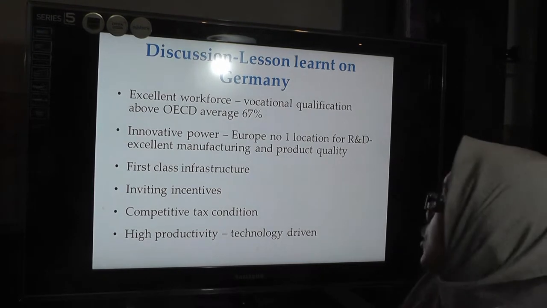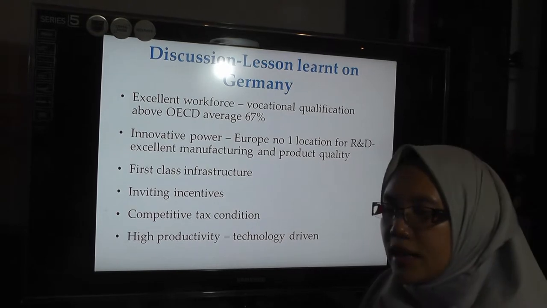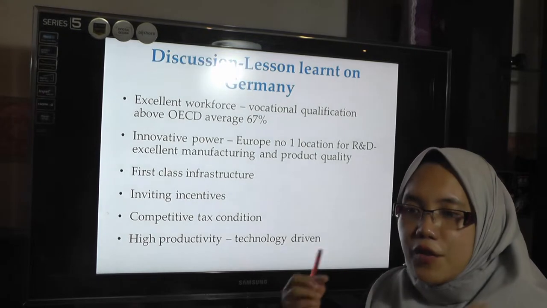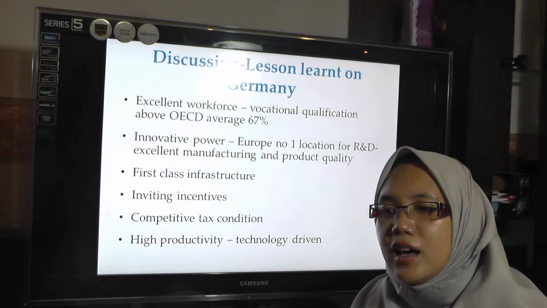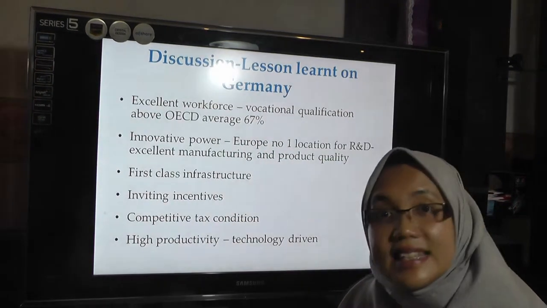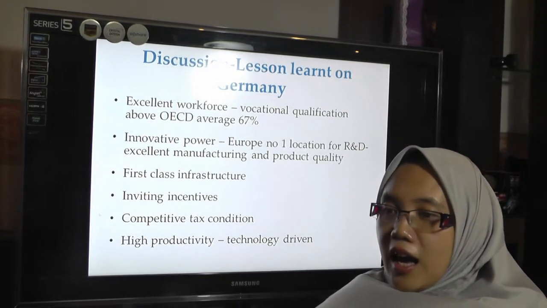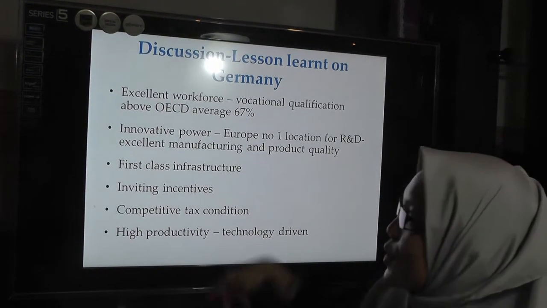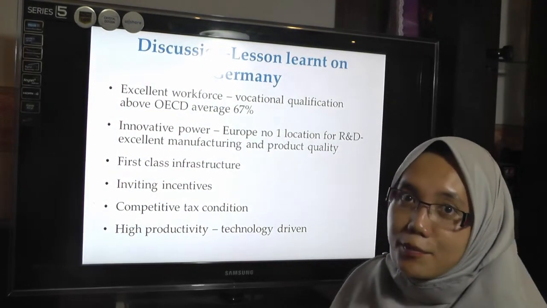Number two is innovative power. Europe is the number one location for R&D, excellent manufacturing and product quality. Always remember that made in Germany products come out very attentive to details and very productive. Even the products that we bought for our kitchen equipment, for example the Bosch, I used to bake when I was a stay-at-home mother, and it still functions well even though we bought it second-hand.